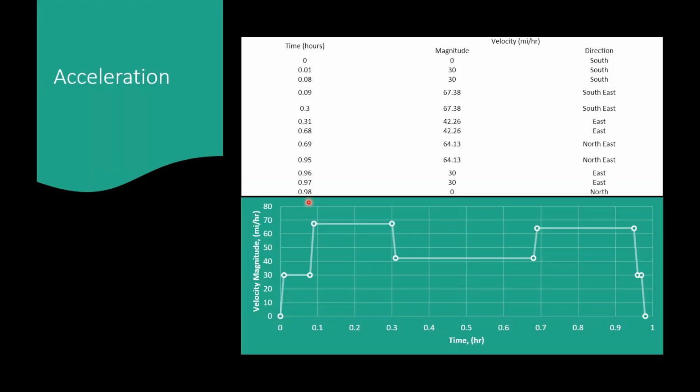Right. So moving on. More realistically, what your journey would look like is that you'll start at 0, and this is what your initial magnitude of velocity is going to be, and I've added directions now.